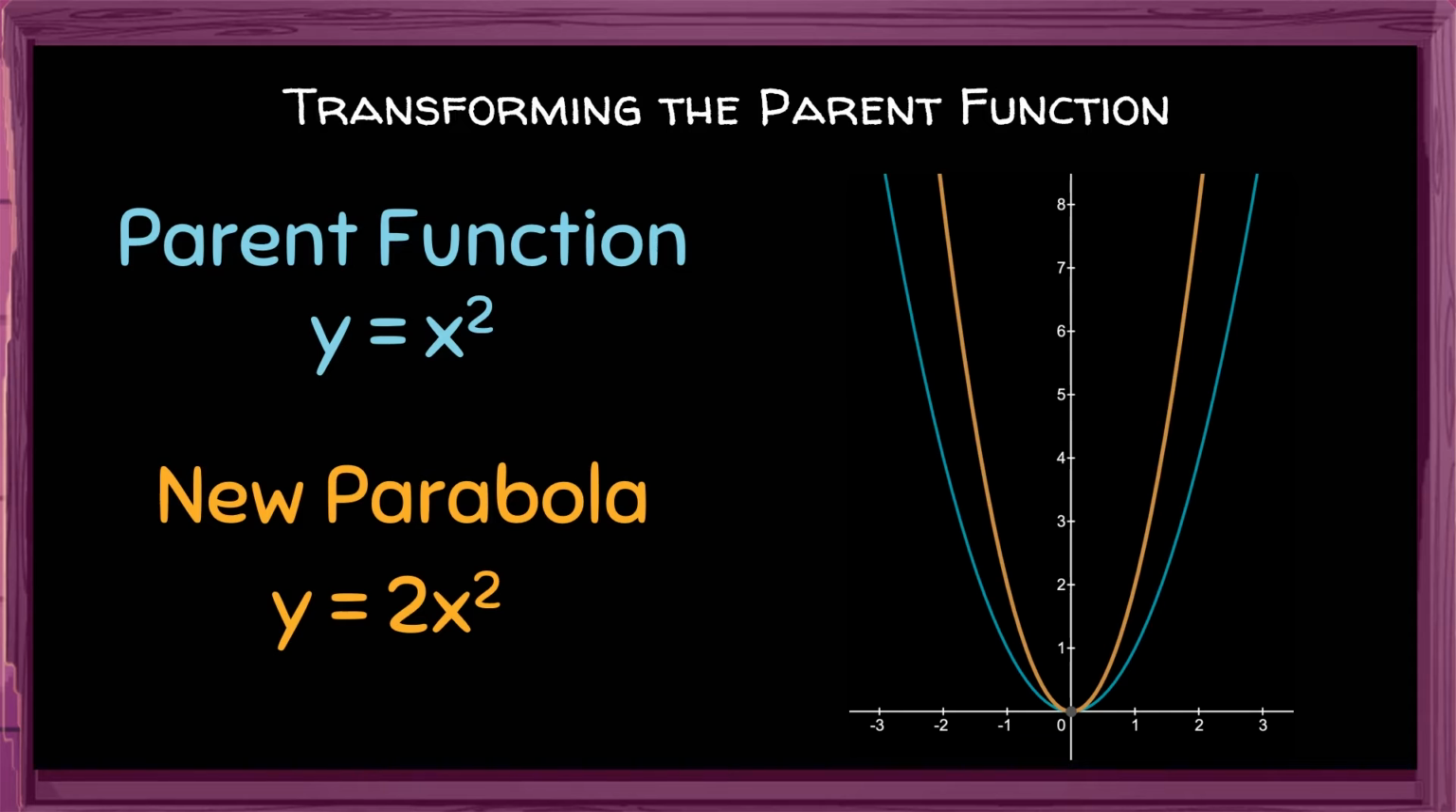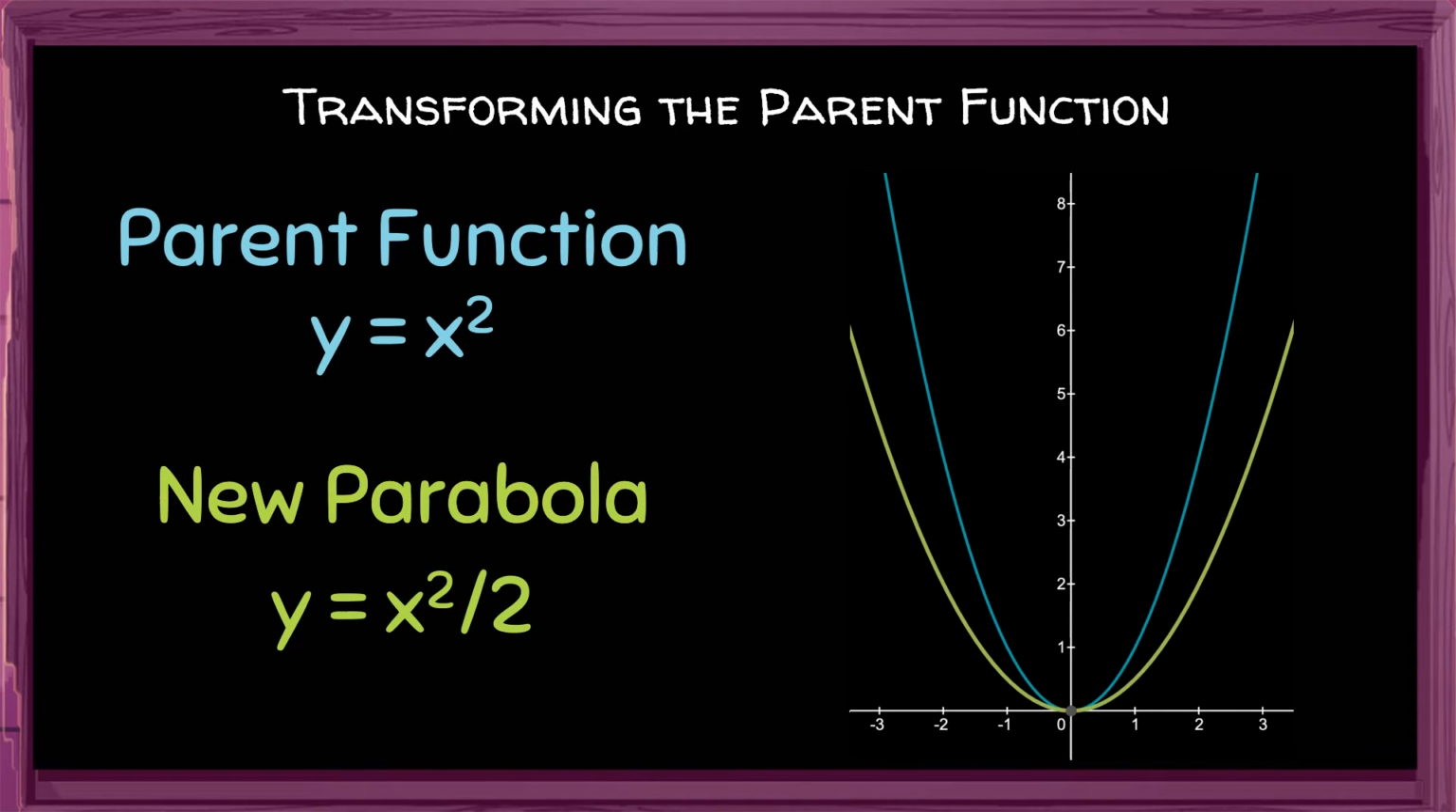Right, Wendigo. And what if we did the opposite? What if we divided the parent function by a number like 3, or 10, or 100? What would happen to the parabola then? I think it would get wider and wider and wider. That's right, Bones. Dividing our answers would make our answers smaller, so the parabola would rise more slowly. For example, when we multiplied our parent function by 2, we got a narrower parabola. But if we divide our parent function by 2, we get this wider parabola.